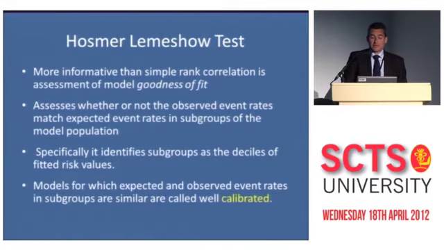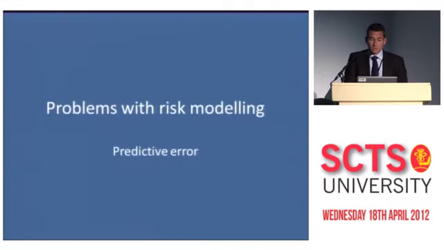For more detailed information, what we really want to look at is the goodness of fit of the model, which is where you use the Hosmer-Lemeshow test. And this assesses whether or not the observed event rate matches the expected event rate in subgroups of the model population, and specifically identifies subgroups as deciles of fitted risk. And models for which the expected and observed event rates in subgroups are similar are called well-calibrated models.